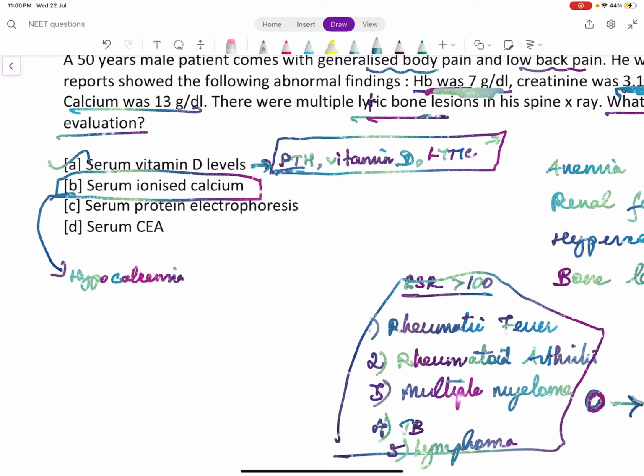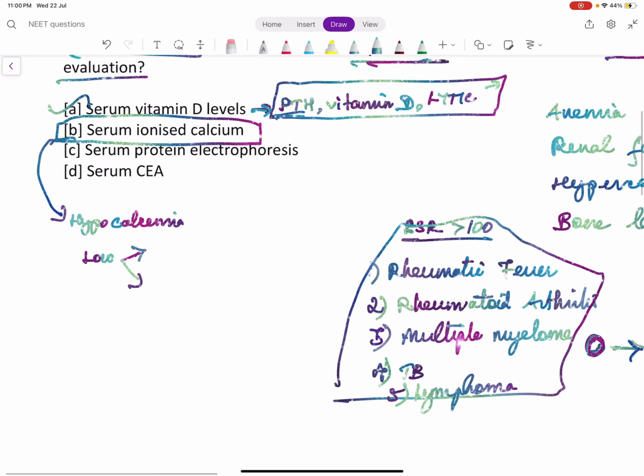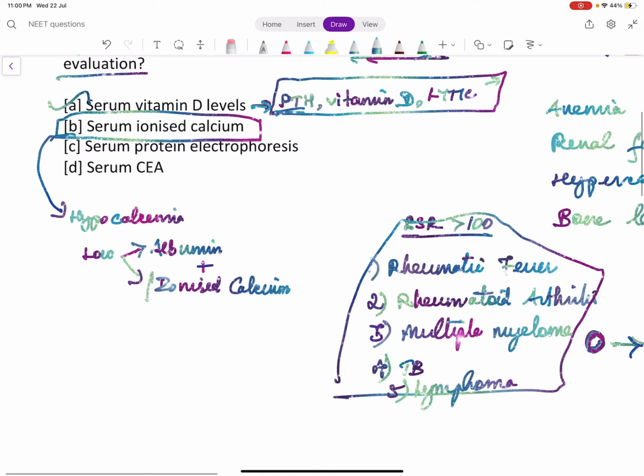Remember, whenever calcium is low, it does not mean calcium is actually low in the blood, because some of the calcium is bound to albumin and some of the calcium is the free ionized calcium in the blood. The calcium measured in the serum is actually calcium bound to albumin plus the ionized calcium. But what is more important physiologically is only the ionized calcium.